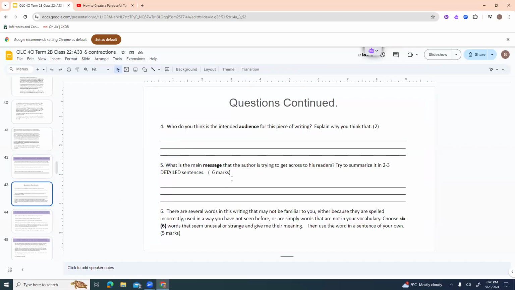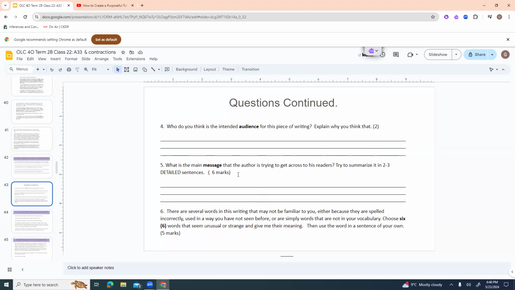And then number 4, who do you think is the intended audience for this piece of writing? We talked about audience a lot yesterday. Explain why you think that. In other words, who would be interested in reading this writing, and who is he trying to talk to? Number 5, what is the main message that the author is trying to get across to his readers? Try to summarize it in 2 to 3 detailed sentences, 6 marks.